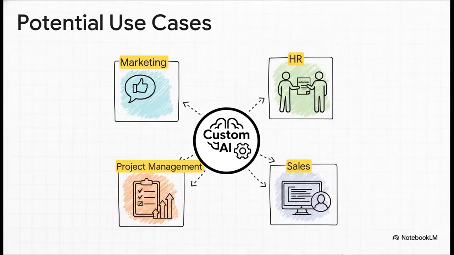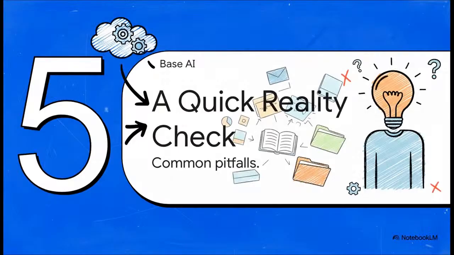HR could create an assistant that auto-generates onboarding emails based on internal guides. A project manager could have an AI compile all the latest updates and spit out a status report. You're basically automating those repetitive, context-heavy tasks that eat up your day, freeing you up for the work that actually requires your brain.